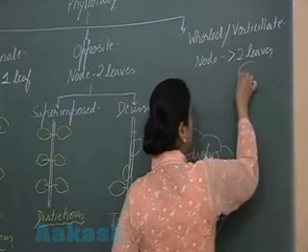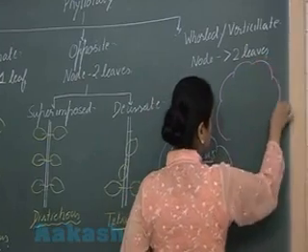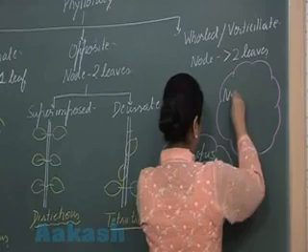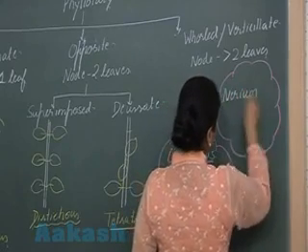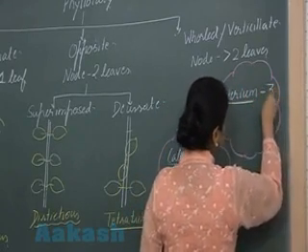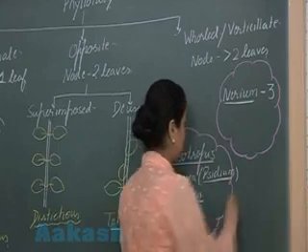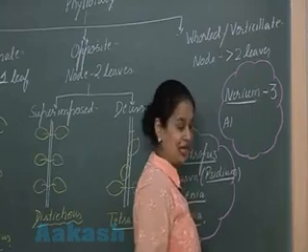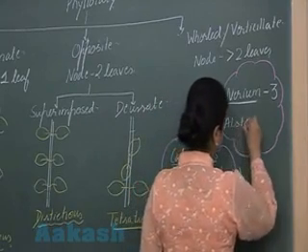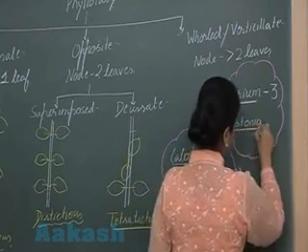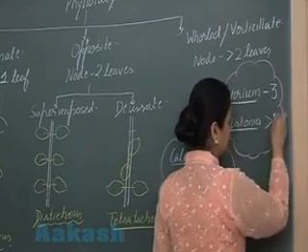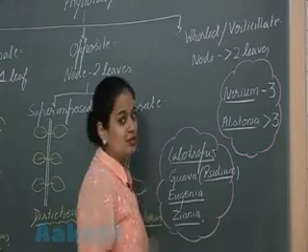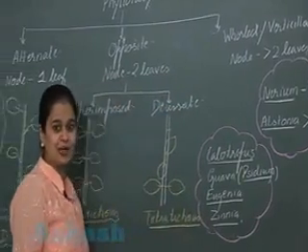So here one example for whorled phyllotaxy is Nerium. In Nerium, at each node 3 leaves are present. And another important example, which is also cited in the NCERT, is Alstonia. In Alstonia, at each node, the number of leaves present is more than 3. So these are the 3 types of arrangement.